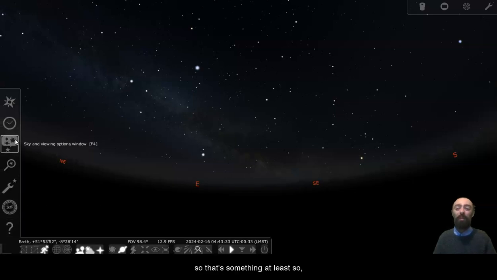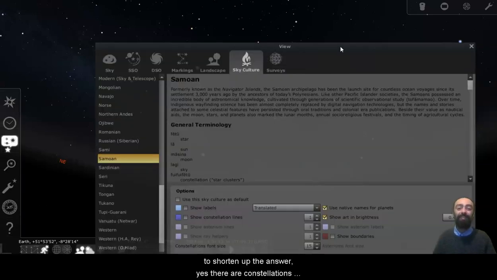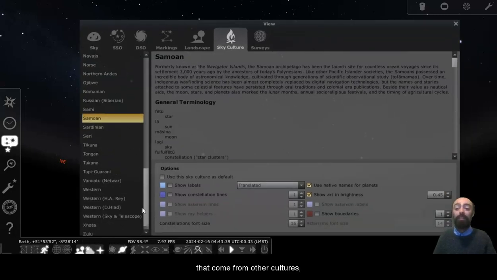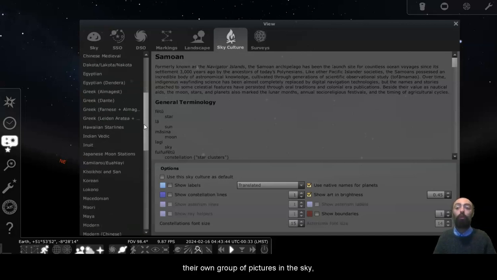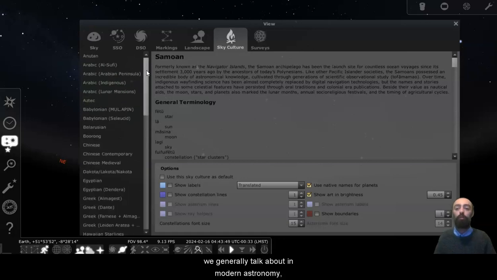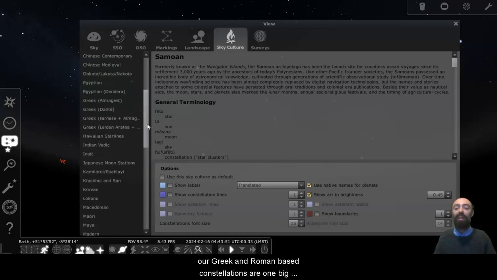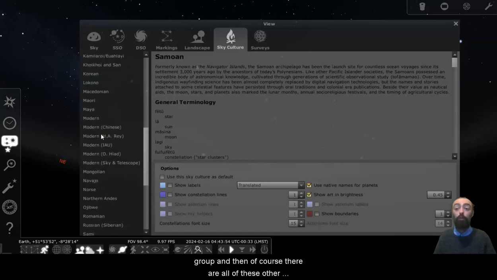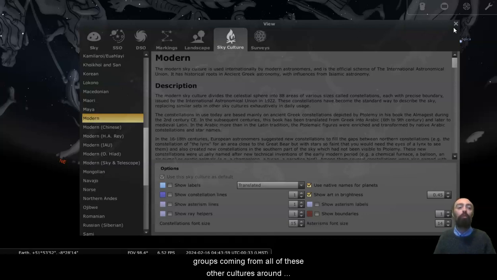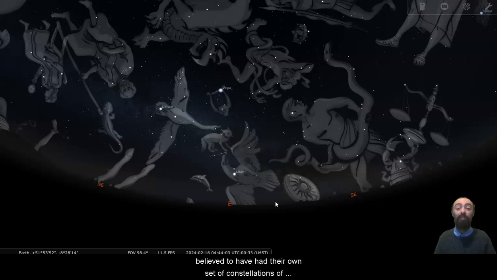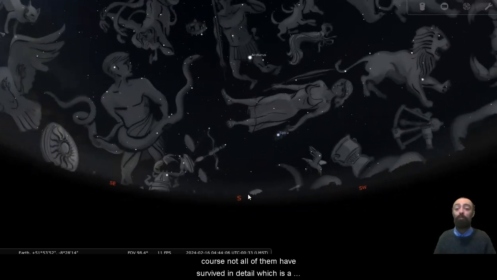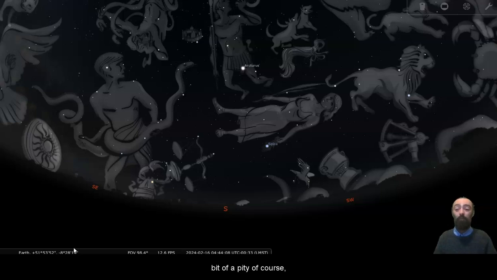So to shorten up the answer, yes, there are constellations that come from other cultures, but they exist in their own context, their own group of pictures in the sky. So they're not usually mixed in with the constellations that we generally talk about in modern astronomy. Our Greek and Roman based constellations are one big group, and then of course there are all of these other groups coming from all of these other cultures around the world. Pretty much every culture is believed to have had their own set of constellations. Of course, not all of them have survived in detail, which is a bit of a pity.